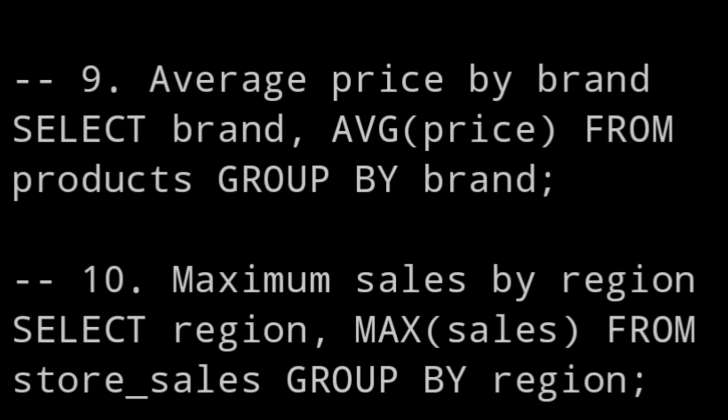Let's do one more. What if you want to find the maximum sales by region? You can select region, get the max sales, those are aggregations, and then you're going to group by the region from the stores table, the store sales table. So that's how you do it. So you're selecting your region. No matter what you choose in your select, it also has to be in the group by.